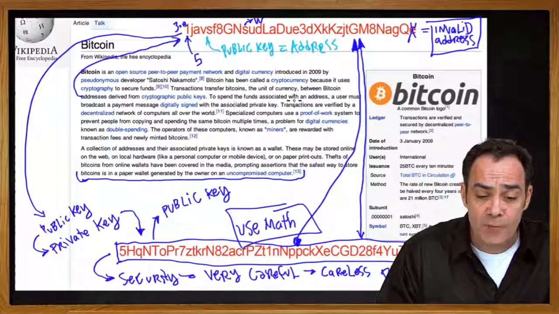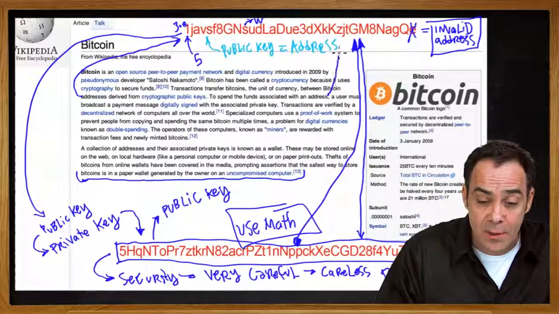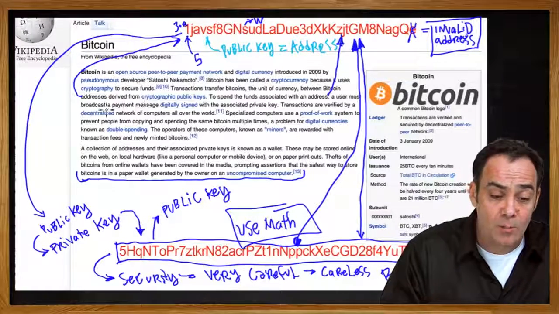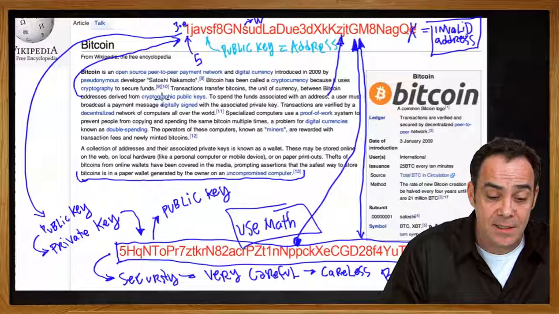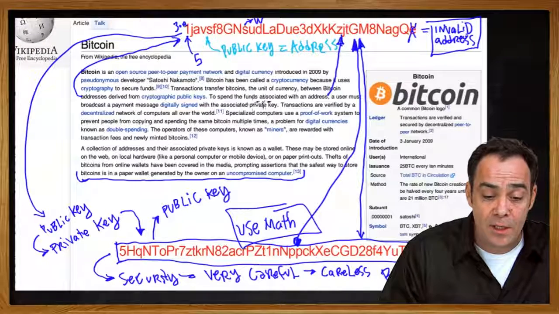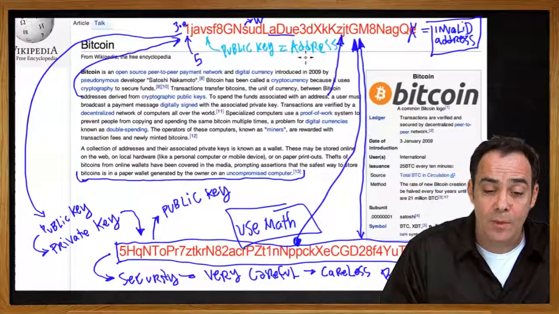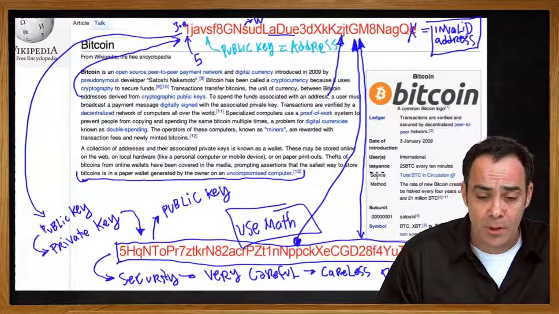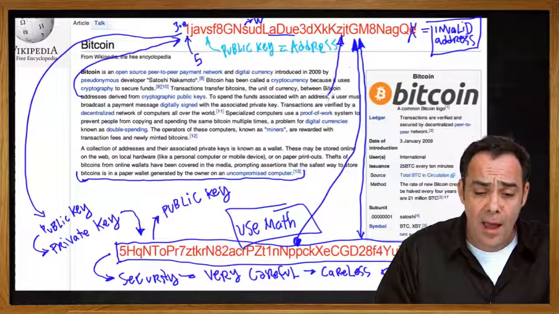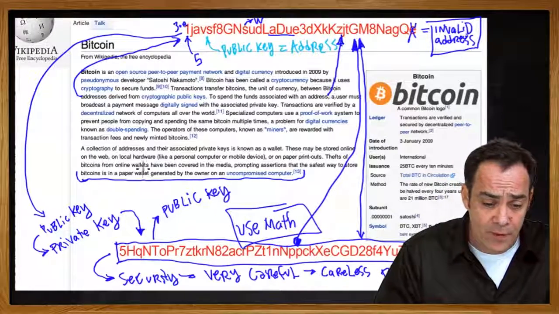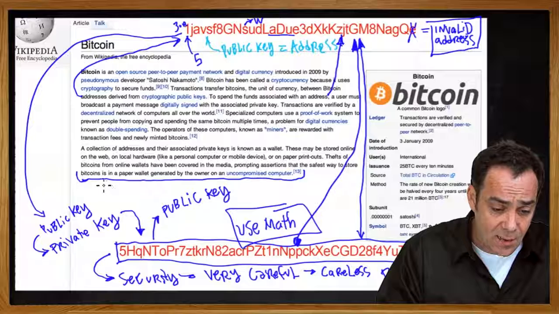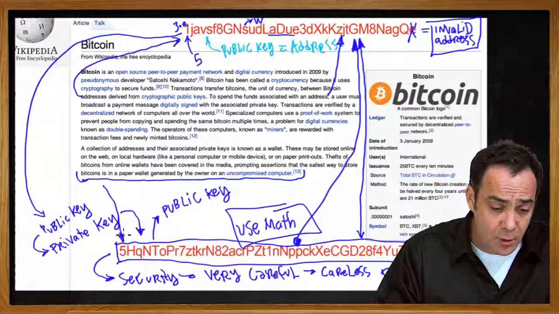Okay, to spend the funds associated with this address, so people have sent me tips, and if I wanted to spend them, a user must broadcast a payment message digitally signed with the associated private key. So, in order for me to spend money from my La Due address, which is my nickname because those letters just happen to come up in it, I have to have the private key.